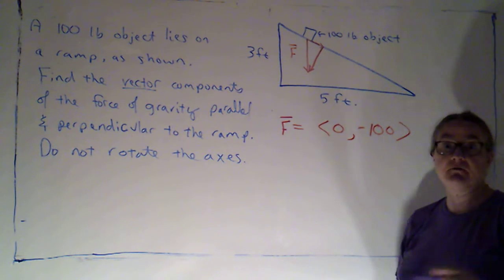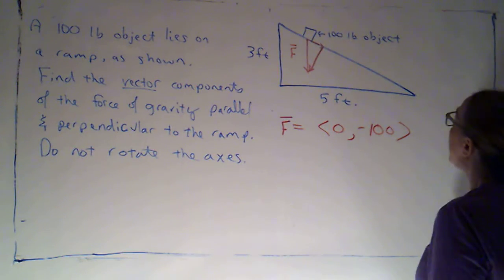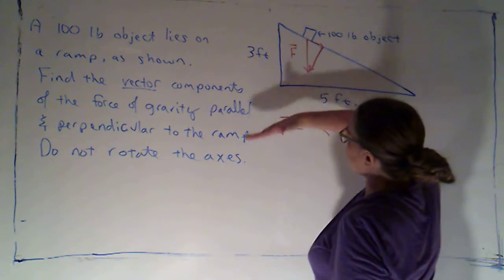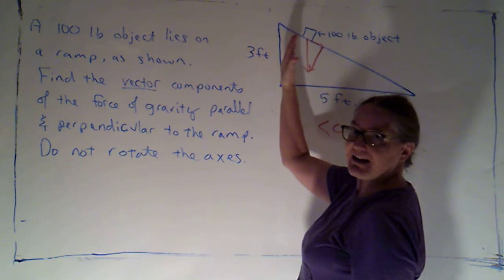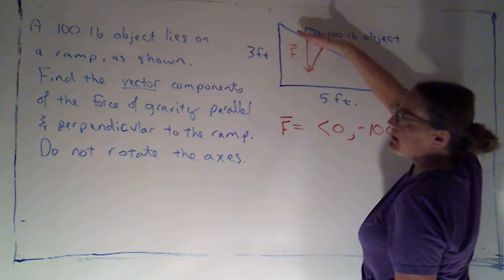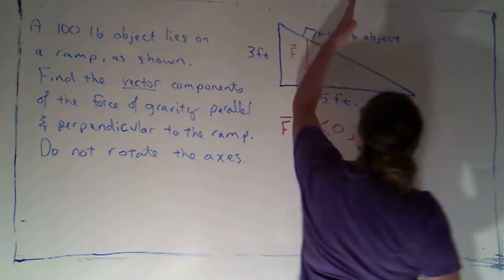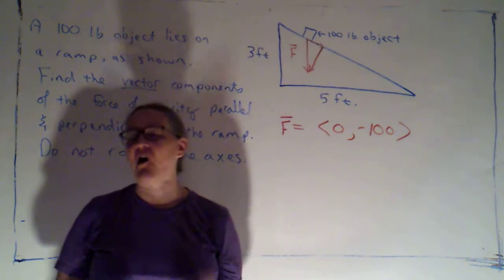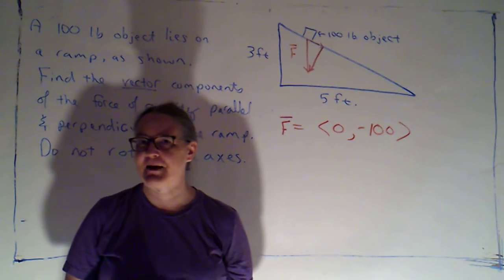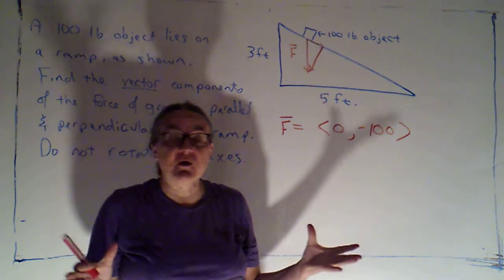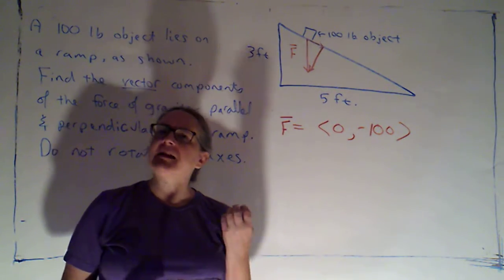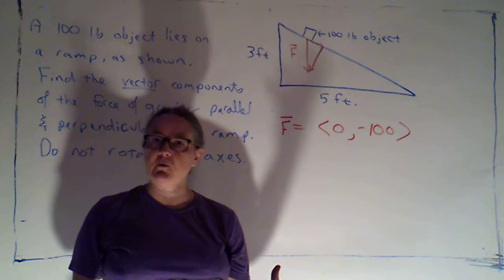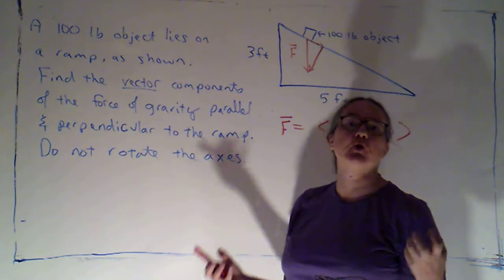Very often what's done in physics, and it's a great thing to do, rather than saying, okay, let's let this be the x-axis and this be the y-axis, let's let this be the x prime axis and this be the y prime axis. Let's just make our axes so that they are parallel and perpendicular to the ramp. That just makes things very easy to work with for a problem like this. It's a great technique. I have nothing wrong with that technique. It's just not what we're doing.